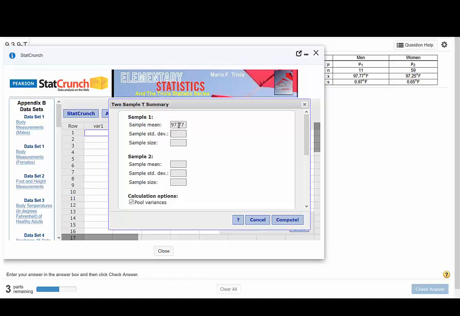The sample standard deviation is 0.97. The sample size is 11. For group 2, the sample mean is 97.25. The standard deviation is 0.65. And the sample size is 59.